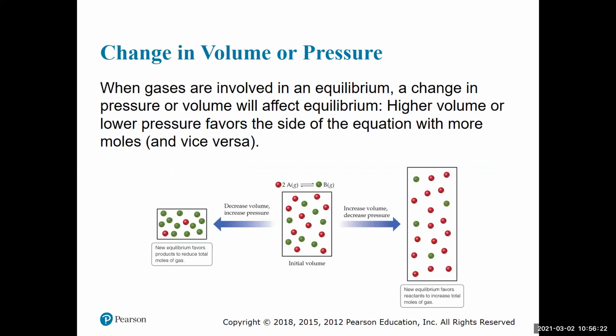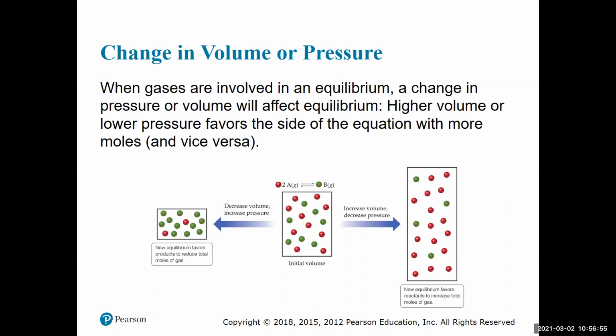If you have gases and you're talking about changing the volume or pressure, that really means you're doing the same thing, right? Because usually if you change the pressure, you're decreasing the volume. If you decrease the volume, you're increasing the pressure. So they're related. And so in this case, the higher volume or lower pressure favors the side of the reaction with more moles.